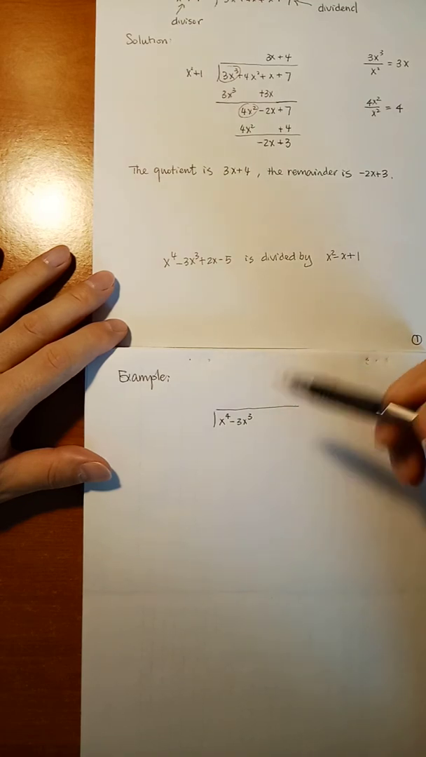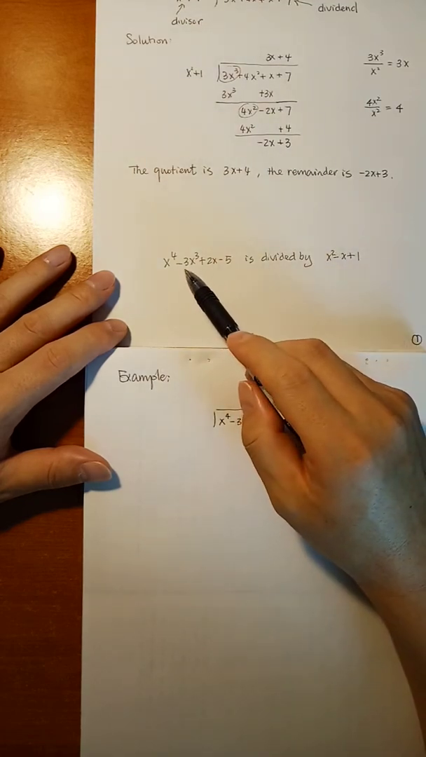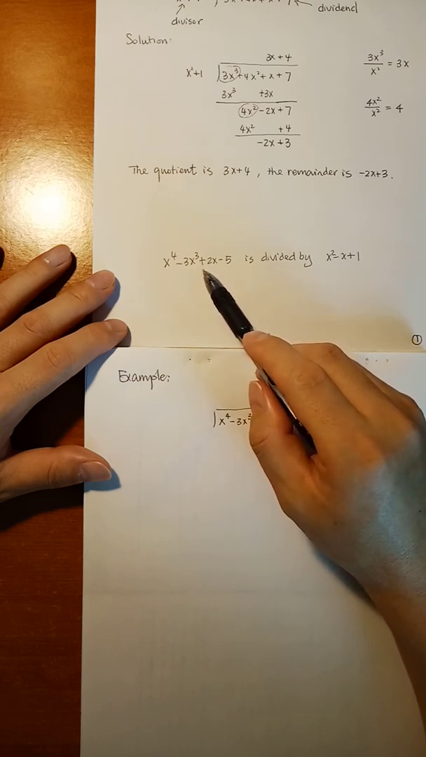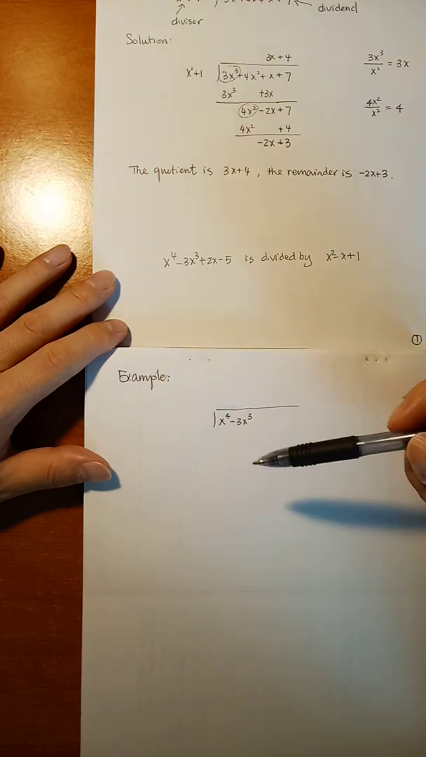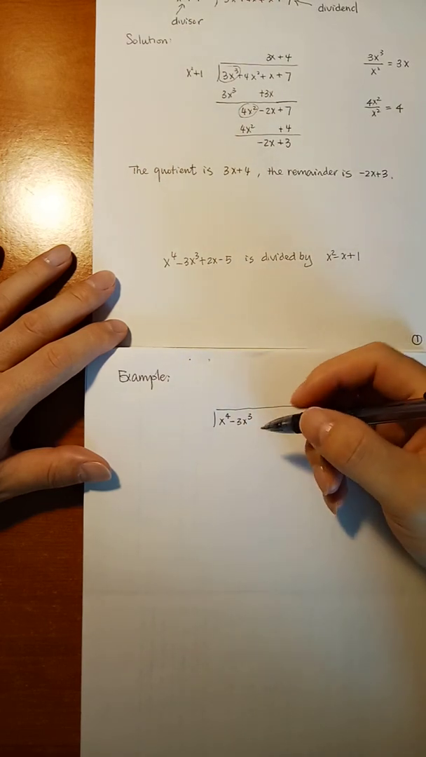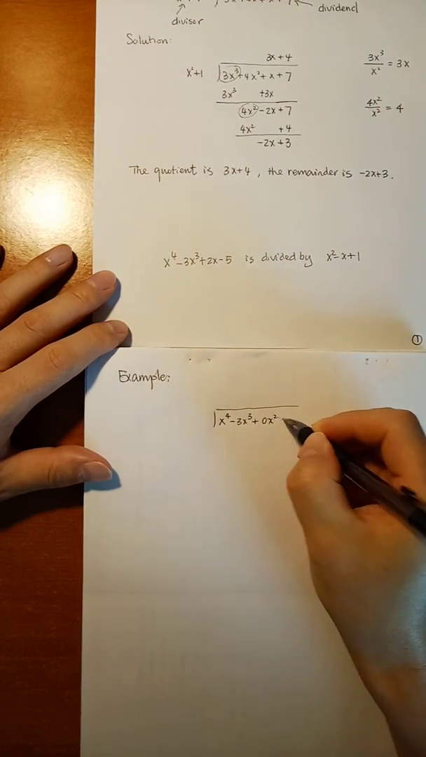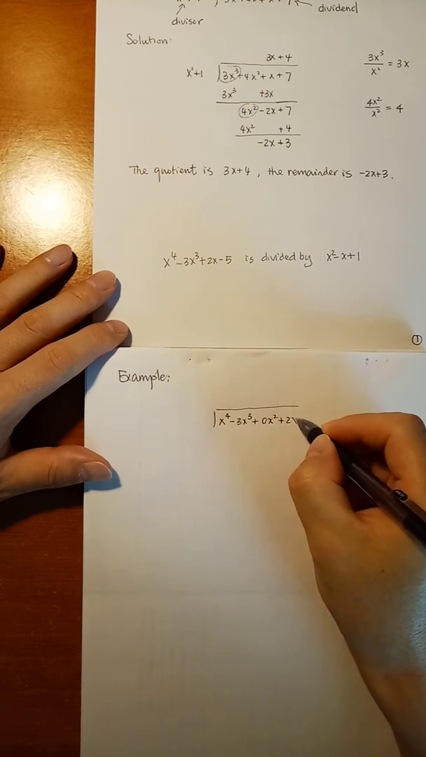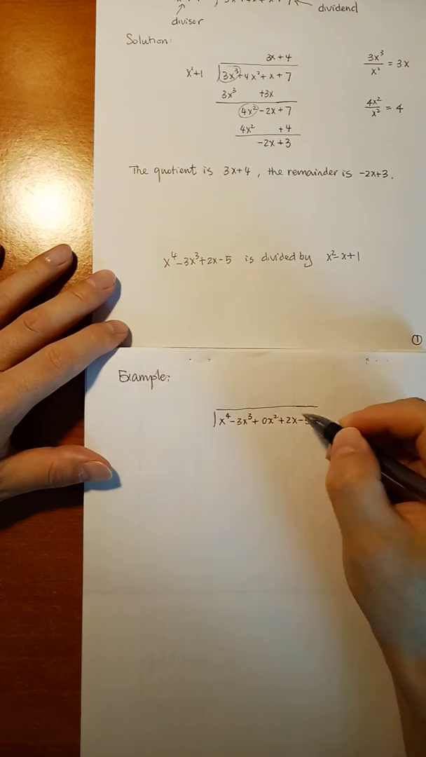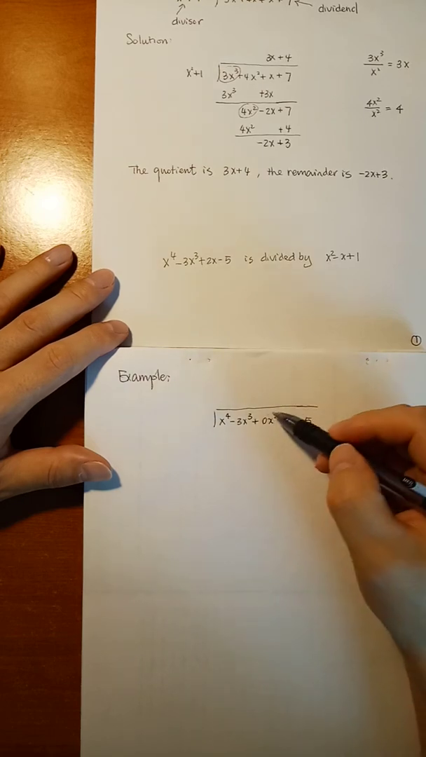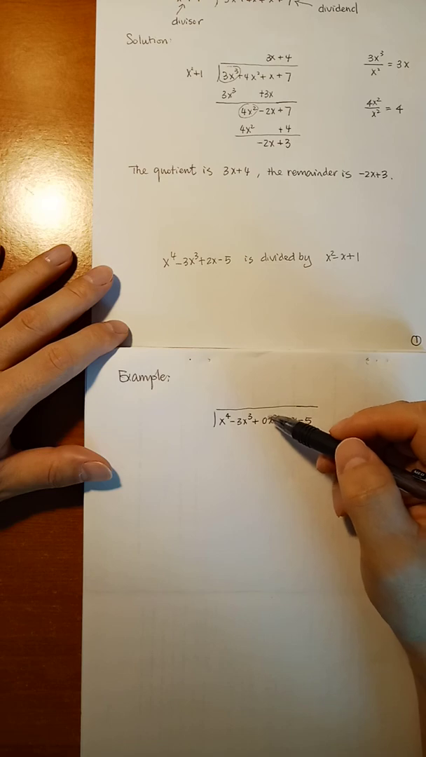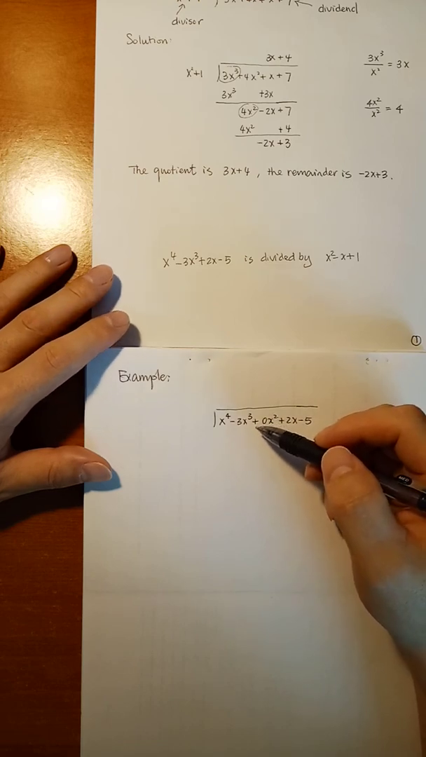The difference between this example and the previous example is that in this dividend polynomial, there is no x squared term. There's no x squared term. In the long division, you must have an x squared term. It is missing because it has coefficient 0. So you must put a term here. In the textbook, they just leave a blank.